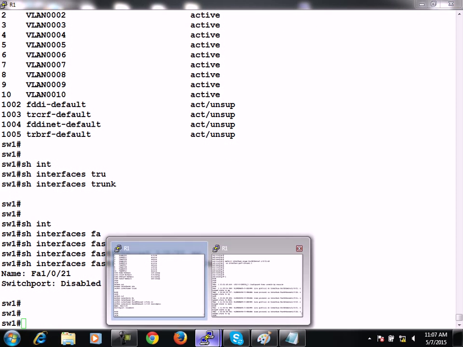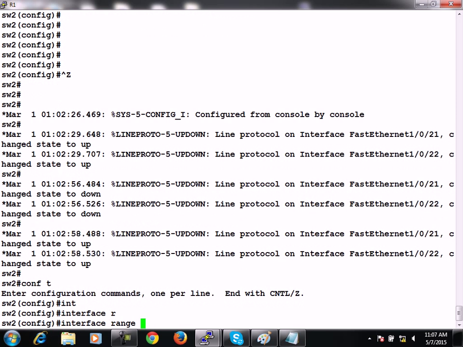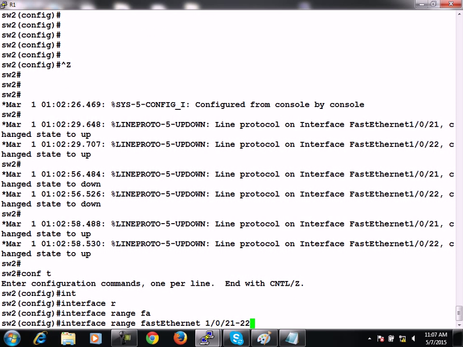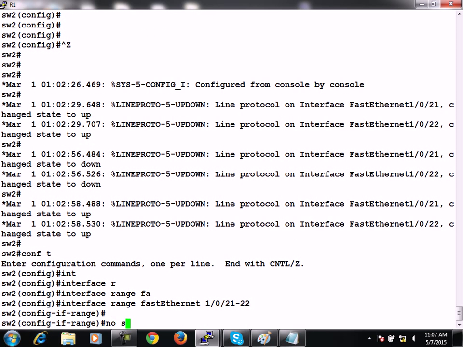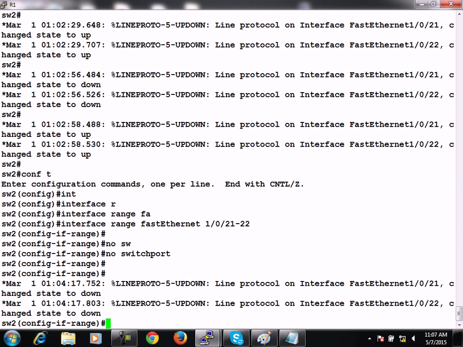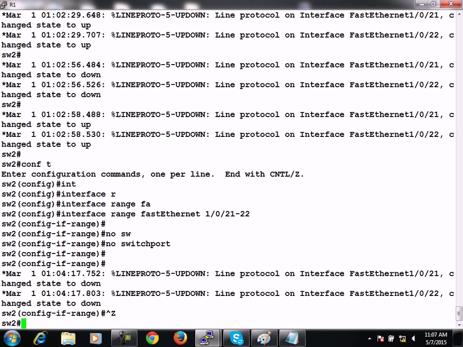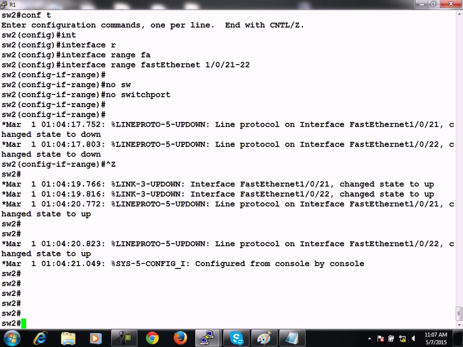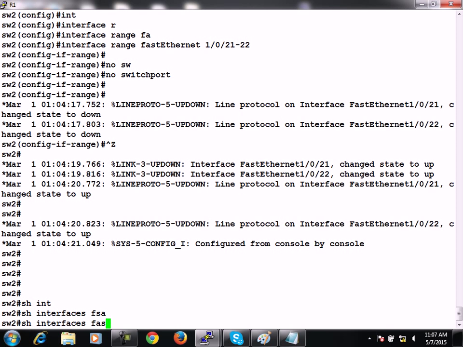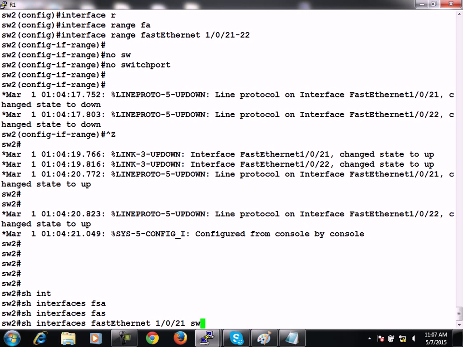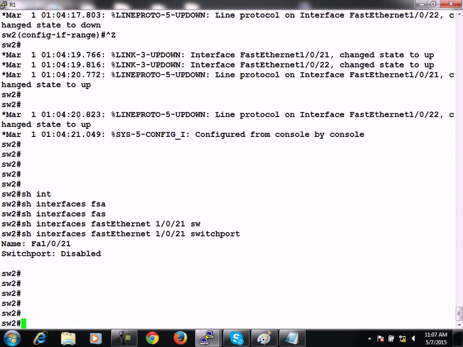In the same manner, you will move on to switch 2 and say interface range FastEthernet 1/0/21 to 22, and then you have to say show interface FastEthernet 1/0/21, and it is disabled.